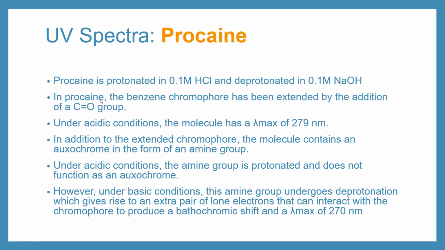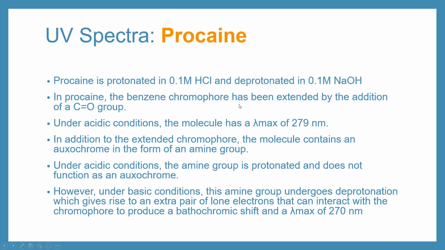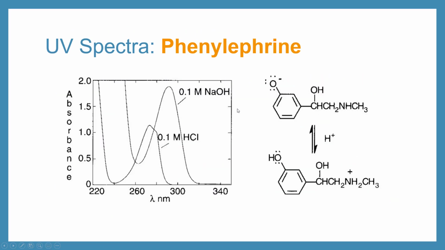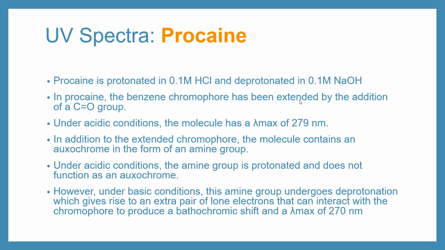Okay, so within propane itself, we have that benzene chromophore, and it's been extended. Okay, so we have lots more added onto it. So we have a C double bond O group. If we can go back and see where we can see that, a C double bond O. So we have that double bond, and we have those oxygens with lone pairs of electrons. Under the acidic conditions, we have that lambda max value of 279.